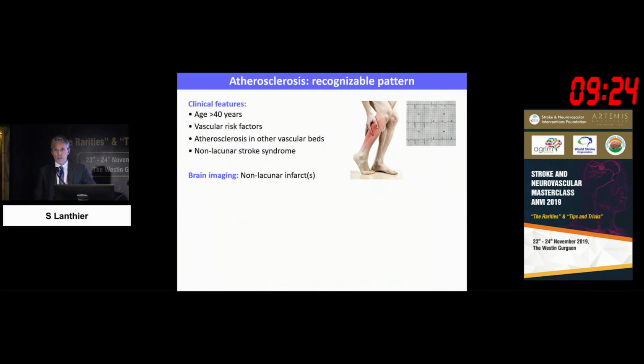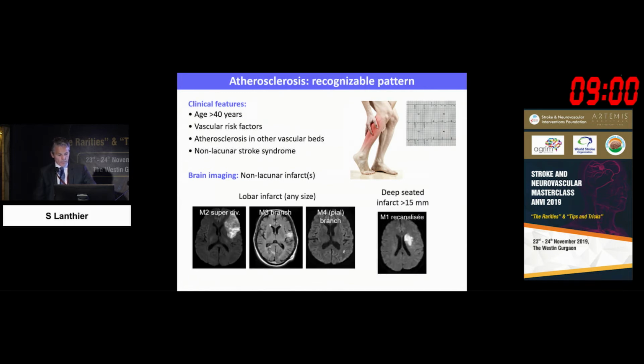Atherosclerosis now is also a disease with a recognizable pattern. Like arteriolosclerosis, it affects adults aged above 40 with vascular risk factors, and with atherosclerosis in other vascular beds like the lower limbs or the heart. These patients present in general with a non-lacunar syndrome and non-lacunar infarcts on brain imaging. These infarcts can be lobar of any size or deeply seated but larger than 15 millimeters in diameter.